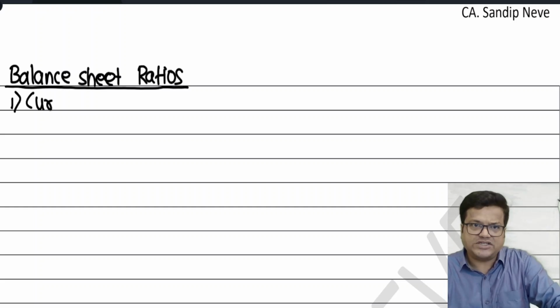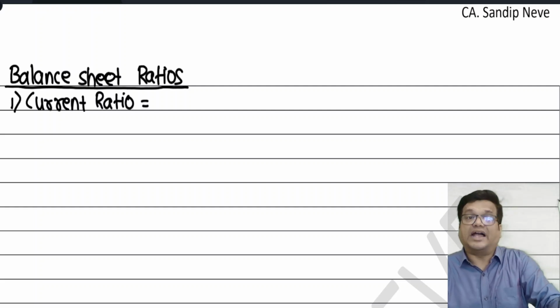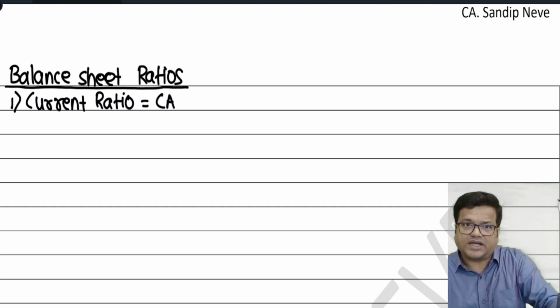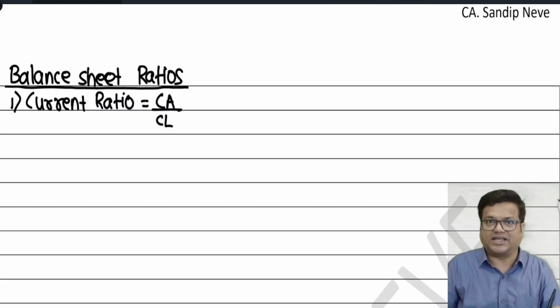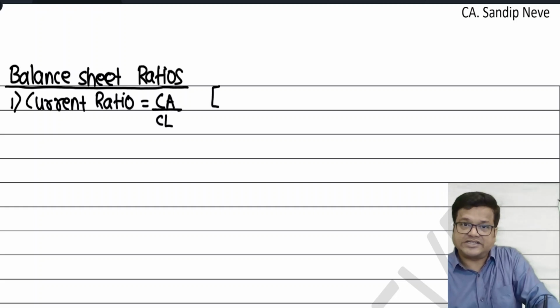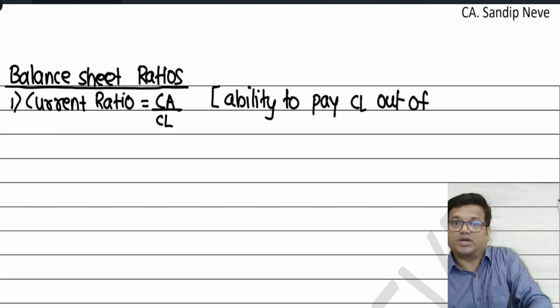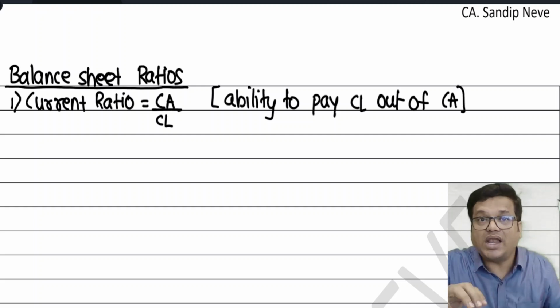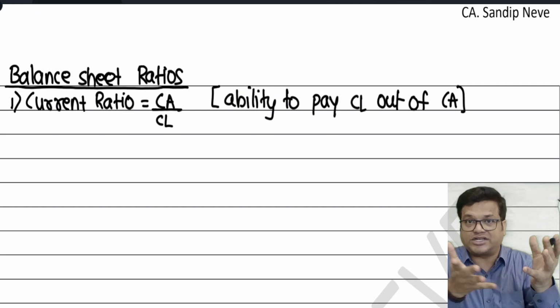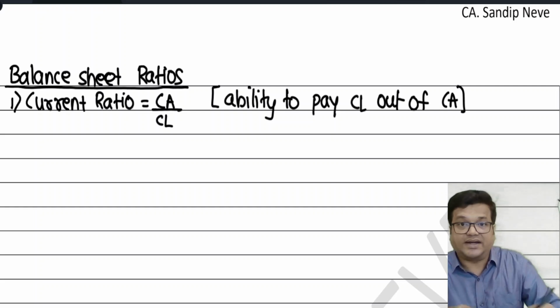The very first ratio is the current ratio, and the formula for current ratio is current assets upon current liability. Current assets upon what? Current liability. What it checks is our ability to pay current liabilities out of current assets. This ratio talks about how well we manage our working capital, how good we are in paying our current liabilities out of our current assets.